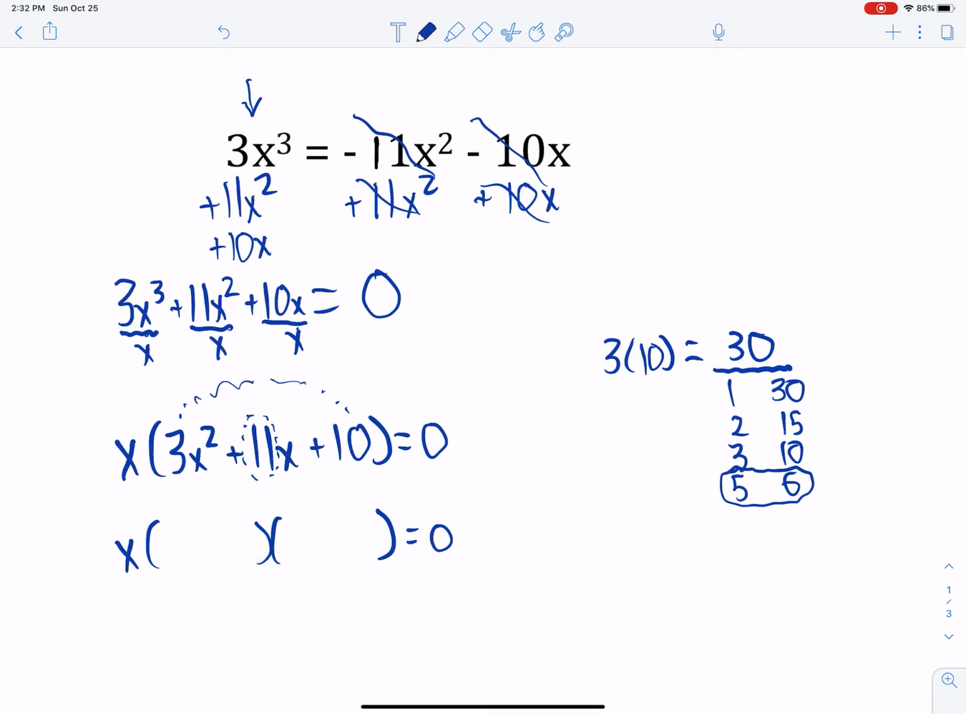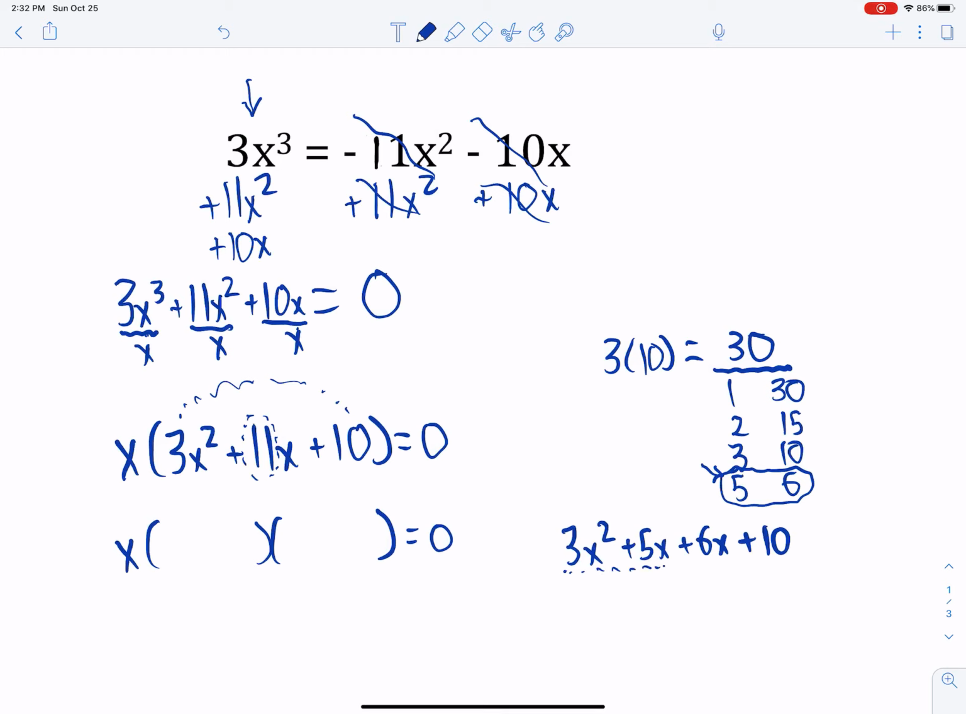So we're going to leave the 3x squared the way it is. We're going to take the 11x and break it up using those two numbers that we just found. So plus 5x and plus 6x. And then we leave that 10 the way it is. Now we get into factoring by grouping.